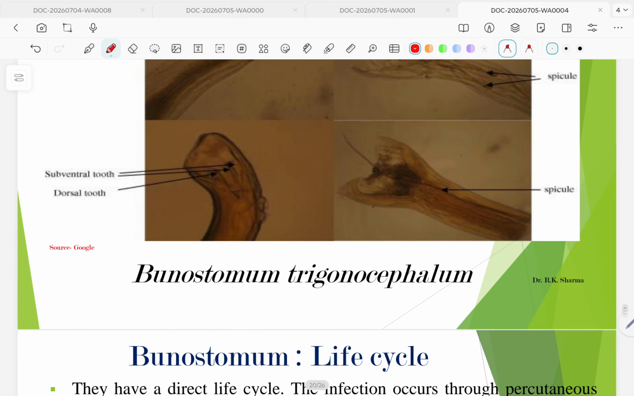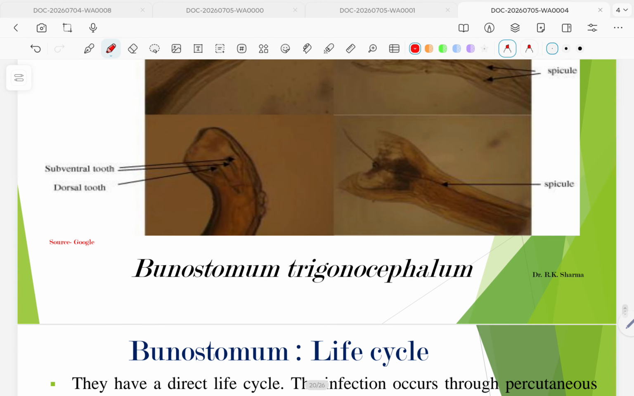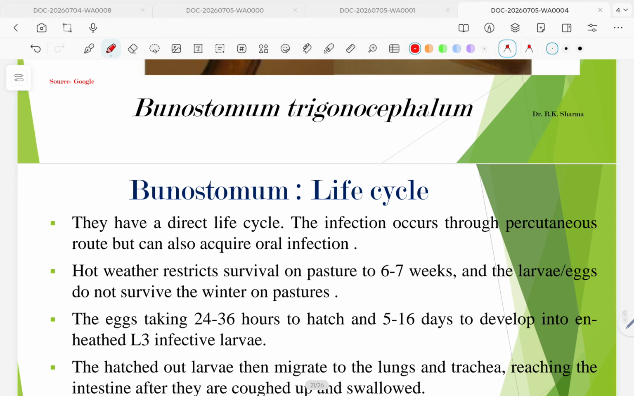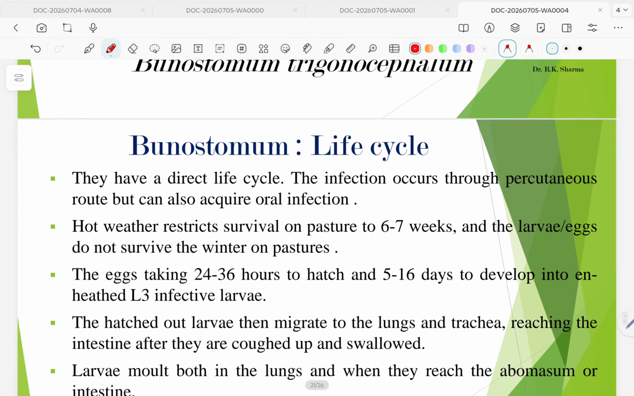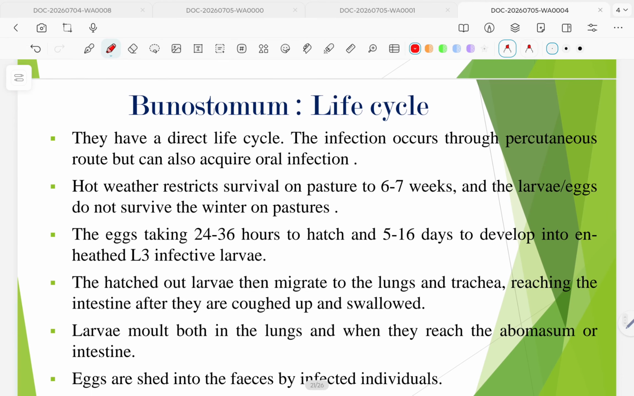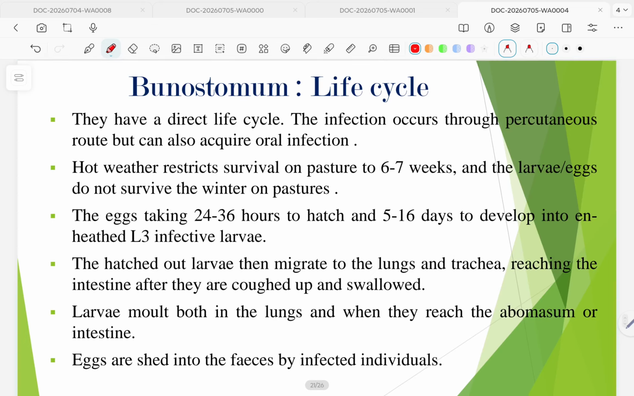Bunostomum trigonocephalum life cycle. They have a direct life cycle. The infection occurs through the percutaneous route but can also be acquired orally.